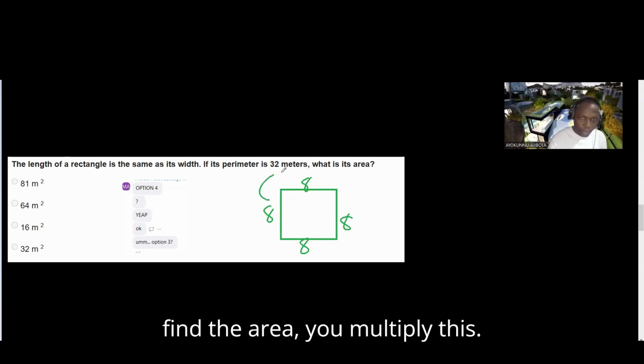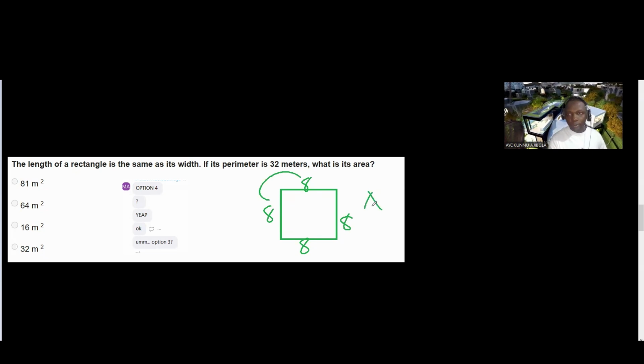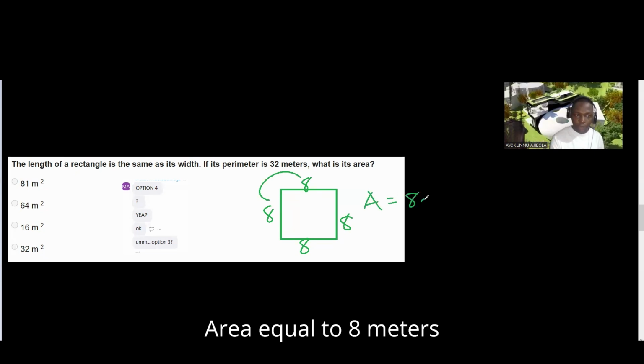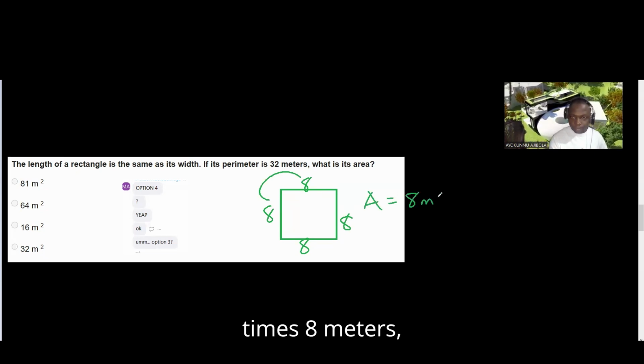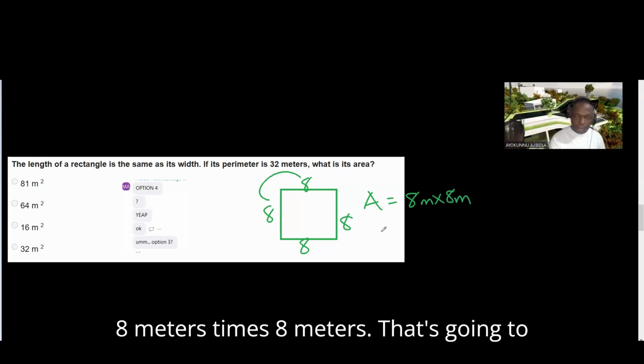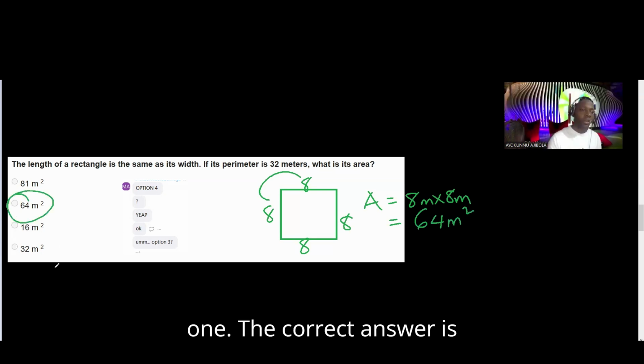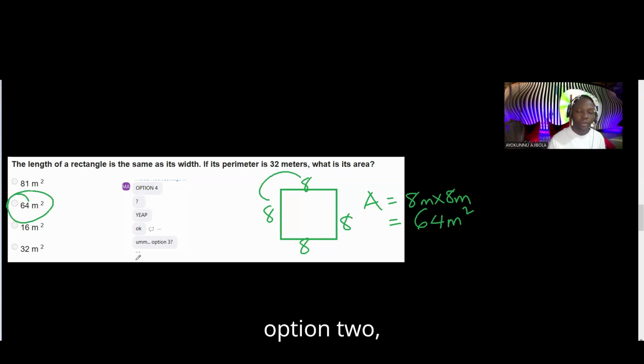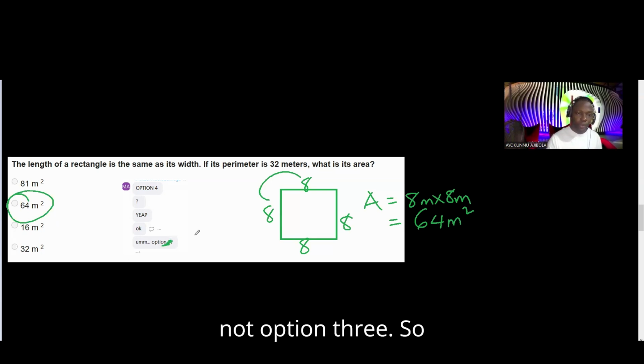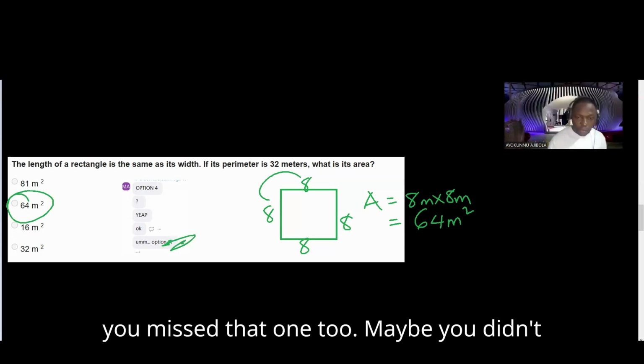And to find the area, you multiply this. Area equals 8 meters times 8 meters. That's going to be 64 meters square. So you missed this one. The correct answer is option 2, not option 3. So you missed that one too.